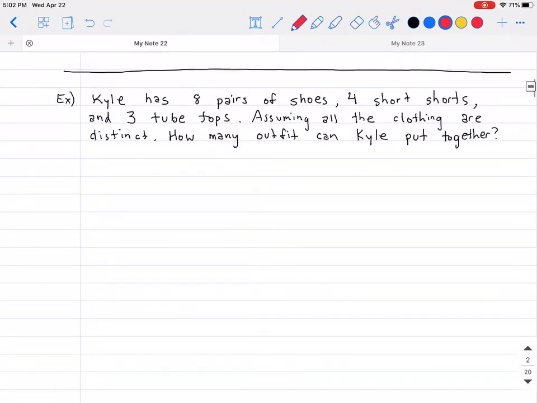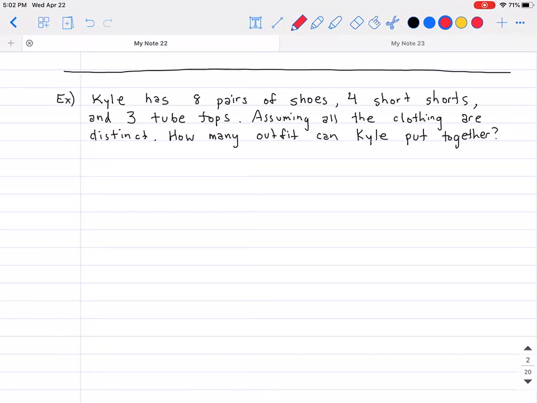Okay. Now let's look at this final example. Kyle has 8 pairs of shoes, 4 pairs of shorts, and 3 tube tops. Assuming all the clothing is distinct, how many outfits can Kyle put together? So we have 3 different things to consider here: 8 pairs of shoes, 4 pairs of shorts, and 3 tube tops. The way I think about this problem is that when you're creating an outfit, you need all 3 to happen simultaneously, or better yet, one after another. You need a pair of shoes, you need shorts, and you also need a tube top.